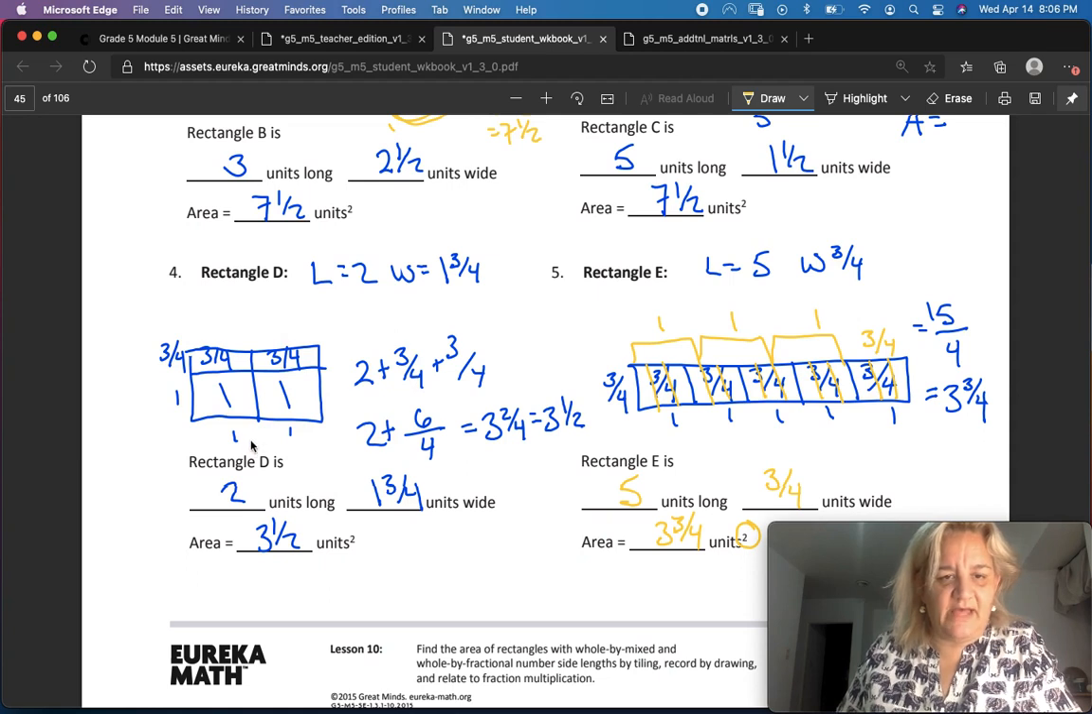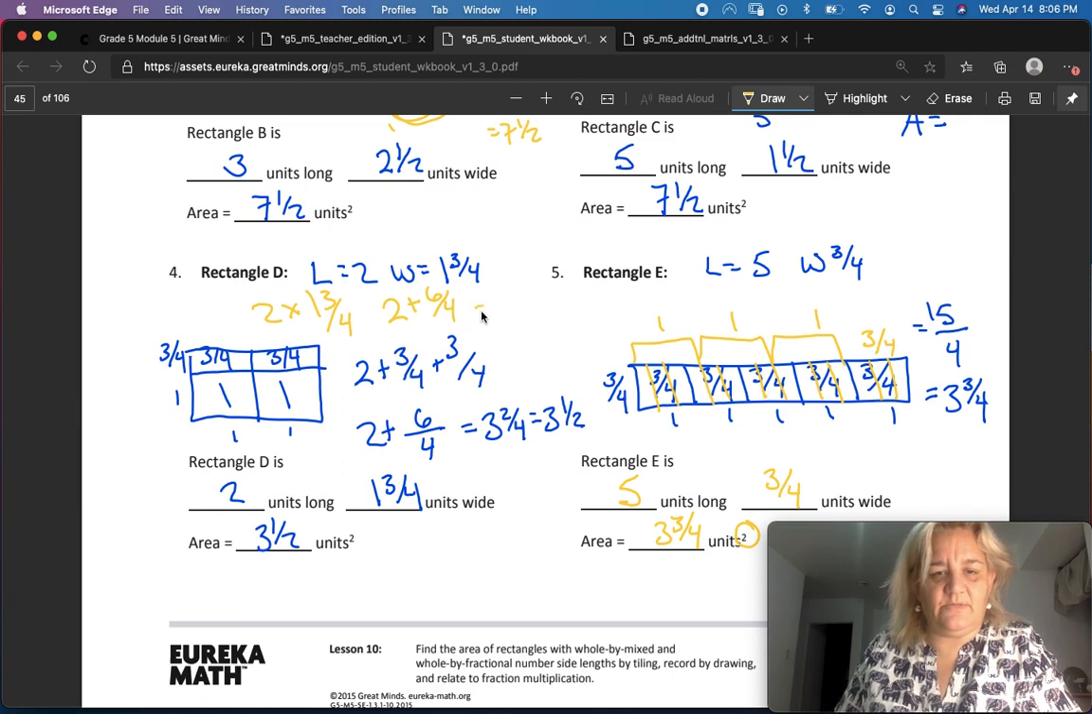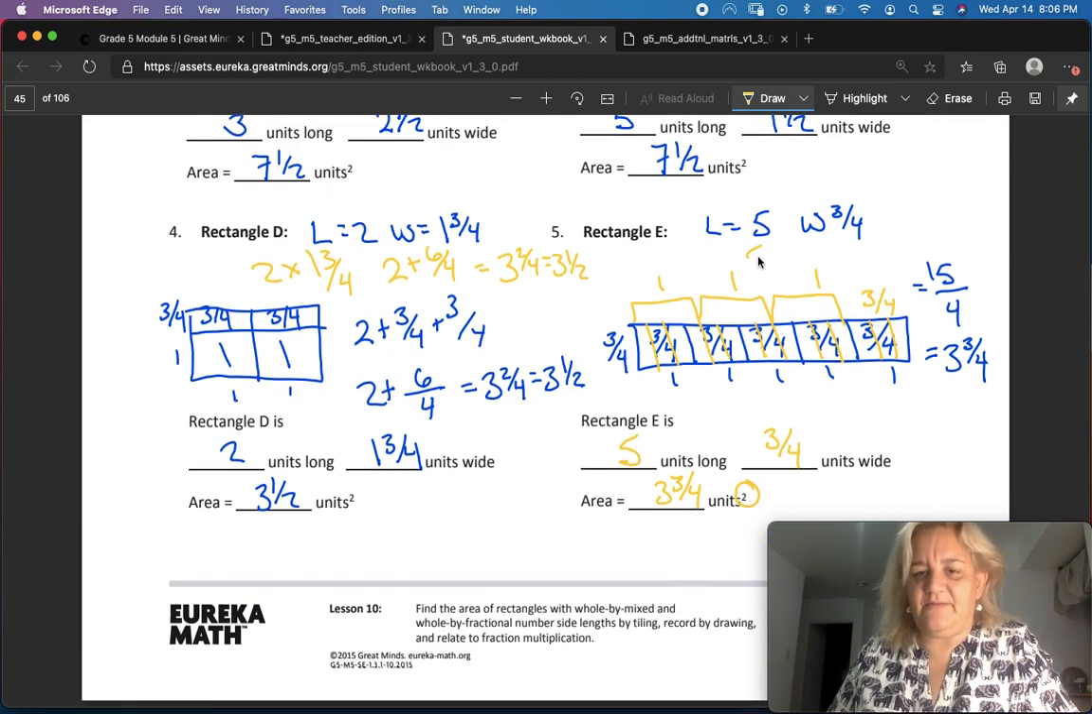Now we've got 2 times 1 3/4. So that would be 2 plus 6/4, which would equal 3 2/4, which also equals 3 1/2. Okay, that one's correct. And the last one, 5 times 3/4 equals 15/4 equals 3 3/4.